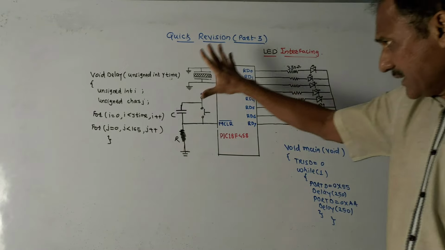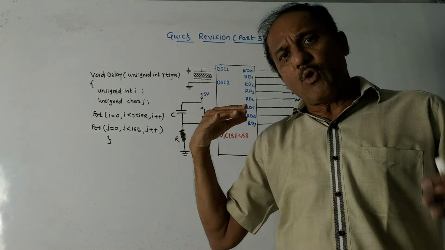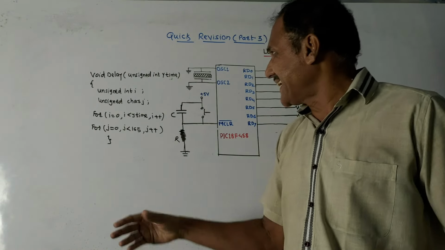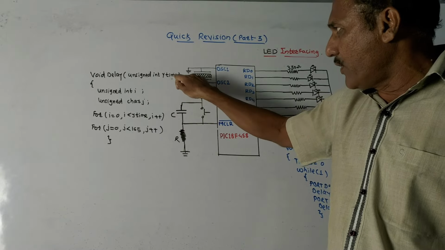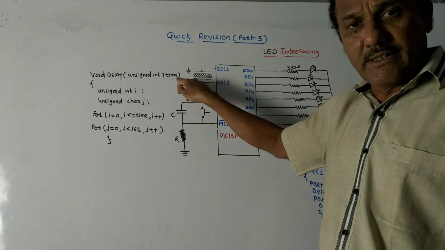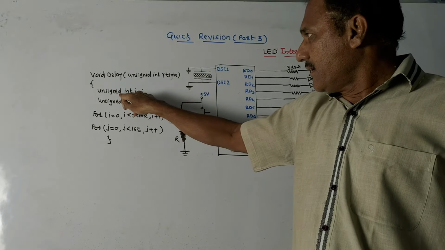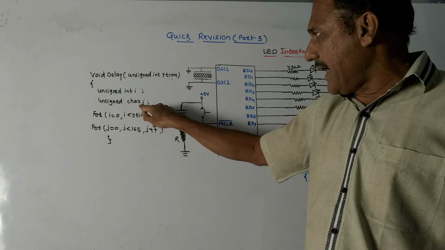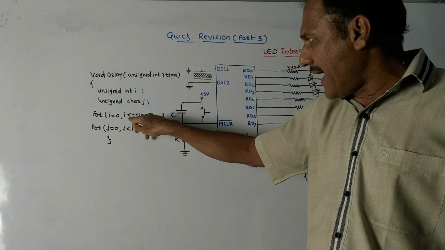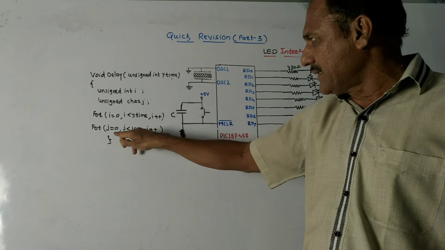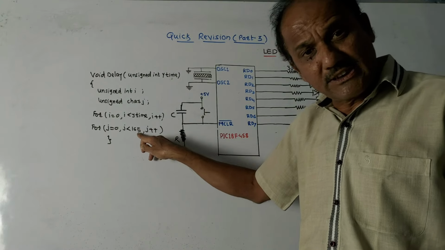So this is the delay program. Suppose we want to provide a delay of 50 milliseconds, then the delay program is void delay, unsigned int y time. We are considering one unsigned integer, which is y time. Then let us define unsigned int i and unsigned char j. Use two loops. For i equals 0, i less than y time, i plus plus, j equals 0, j less than 165.